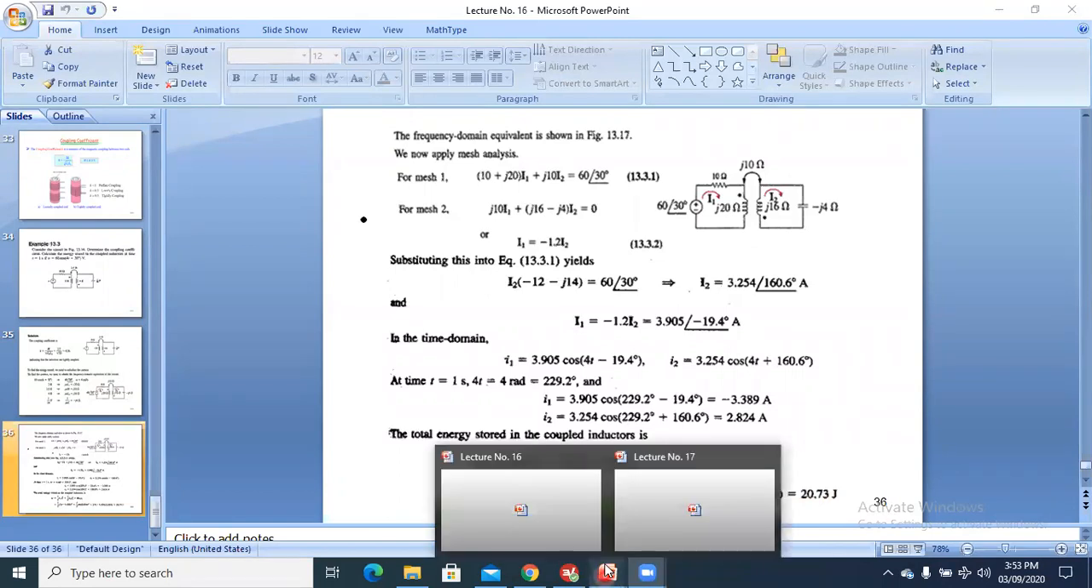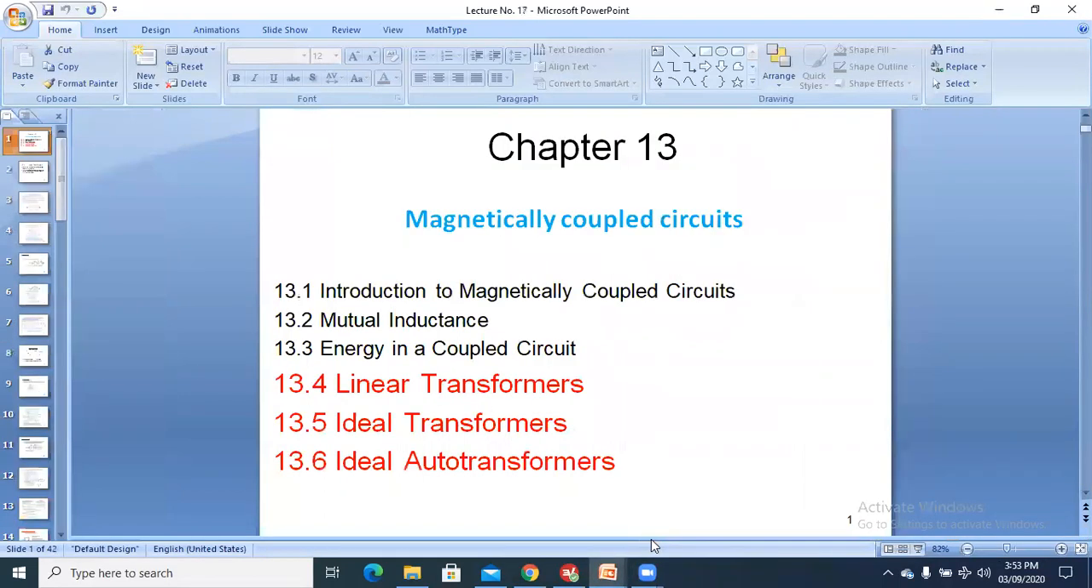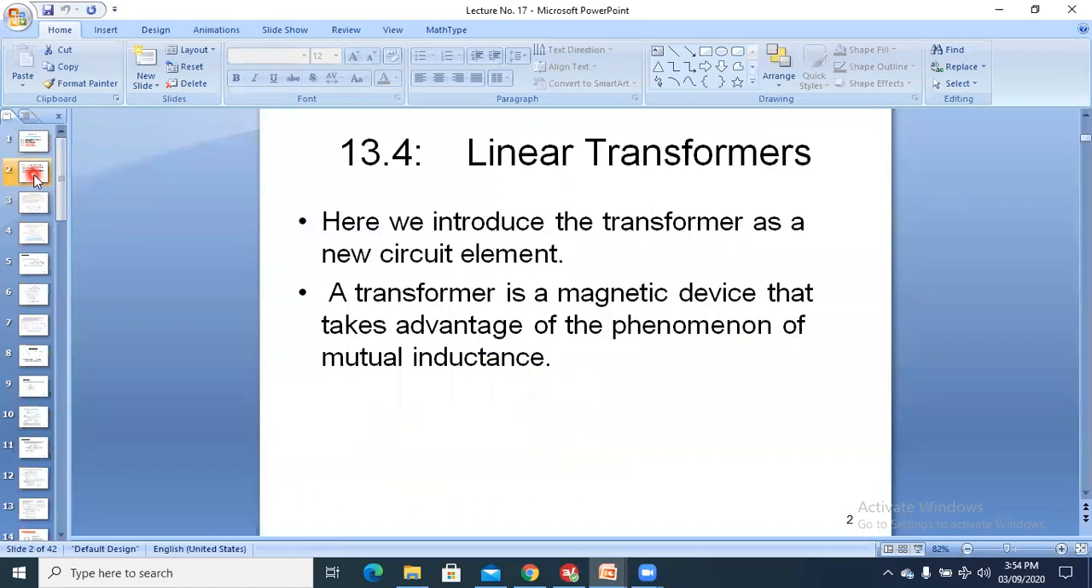Now we start today's lecture. In today's lecture, we have to learn about linear transformers, ideal transformers, and ideal auto transformers. So we introduce the transformer as a new circuit element. A transformer is a magnetic device that takes advantage of the phenomenon of mutual inductance.